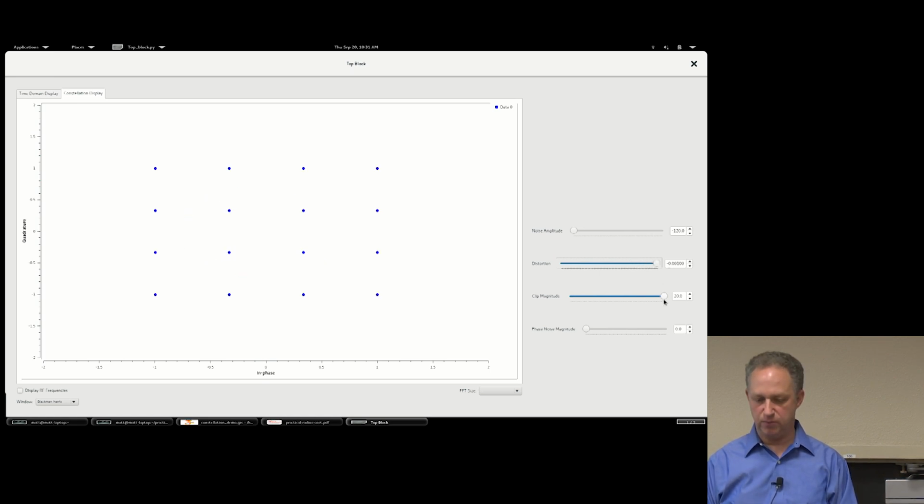Now, if we take that off and we just look at plain old clipping, clipping will do more like what you expect. It'll pull everything in.